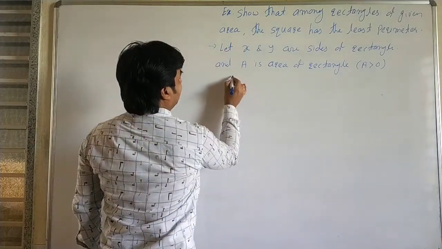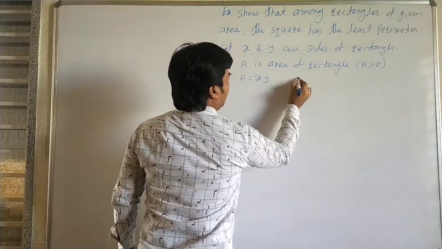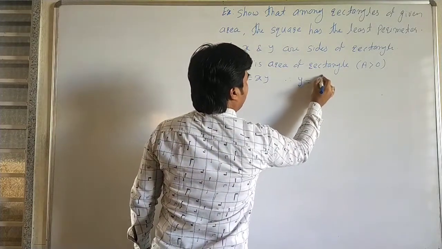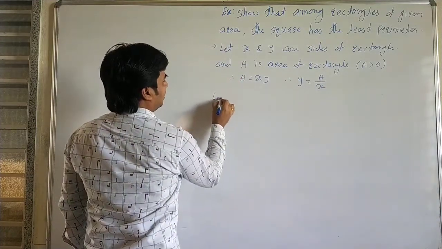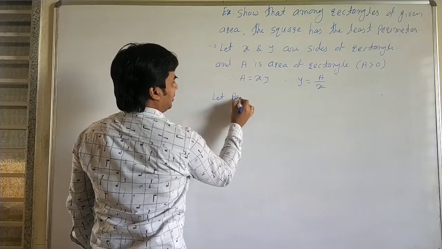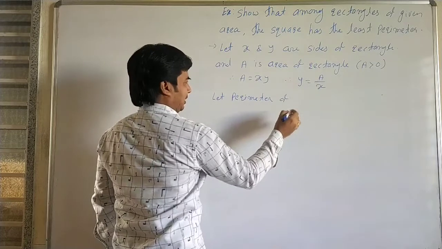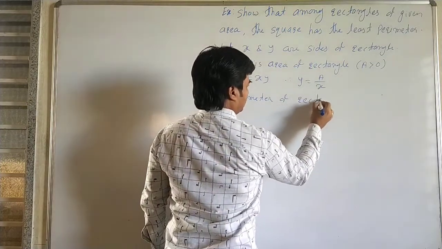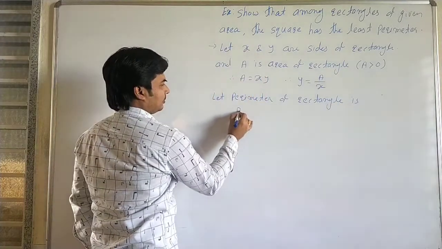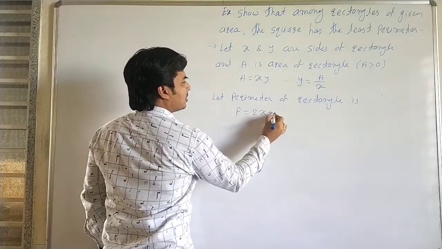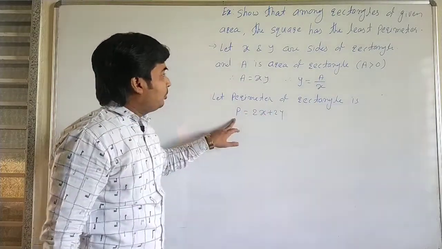Therefore, the area of the rectangle A is equal to x into y. Therefore, we can write y is equal to A upon x. Okay. Now, let the perimeter of the rectangle be P. It is 2x plus 2y.